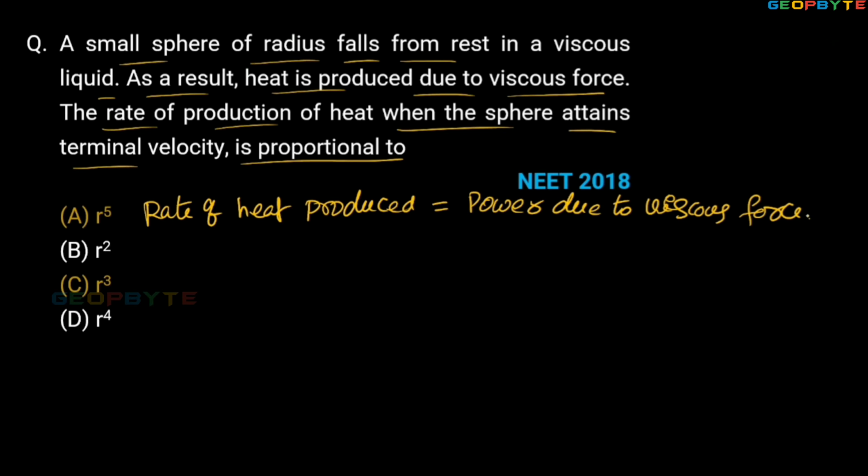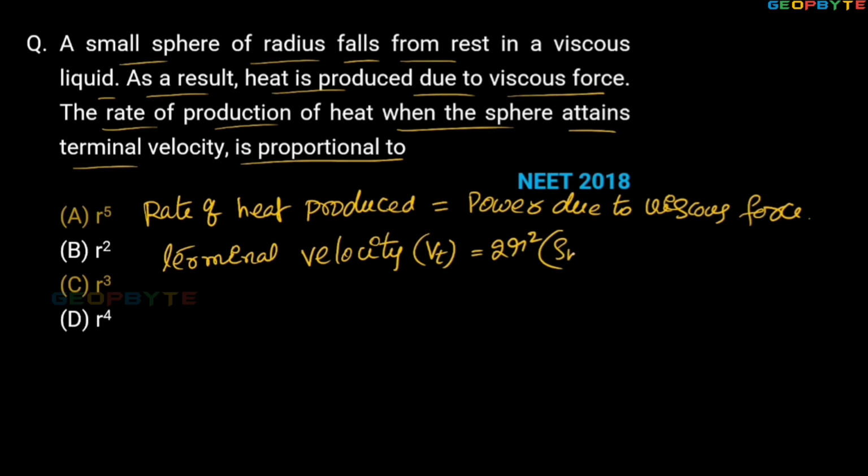As you know, terminal velocity, remember this important formula. Terminal velocity vt equals 2 into r square into the density of the body minus density of the liquid into g, divided by 9 times the viscosity. From this, I can say that density is a property of the material and remains constant for both liquids and solids. Viscosity also remains constant. From this, terminal velocity is proportional to the square of the radius.